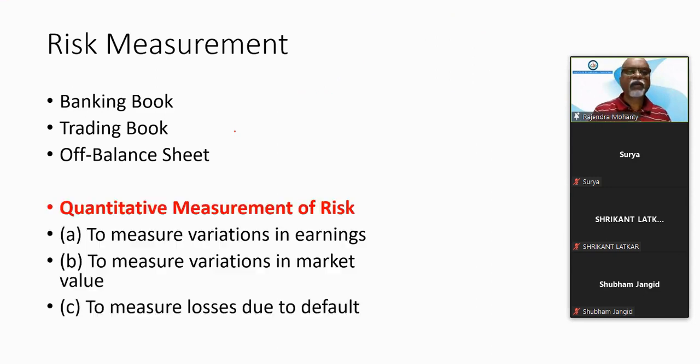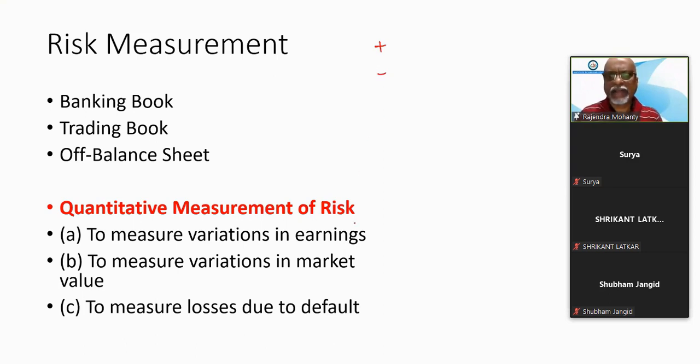Okay. Now, how are these measured? How is this risk we have identified going to be measured? Basically, the measurements are done in three things. First measurement is to measure the variations in earning. It's a simple thing, earning variation. So variation may be plus or variation may be minus.